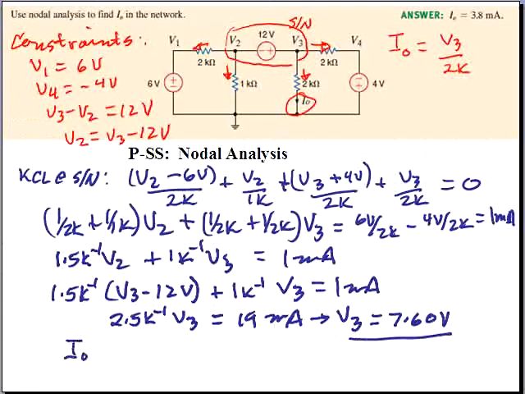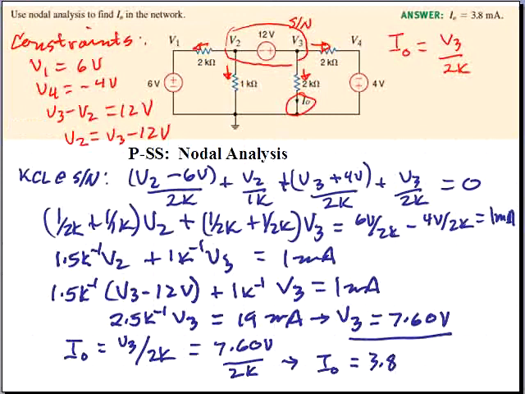And now we're ready to determine the desired current, I sub O. I sub O is equal to V3 divided by 2K, which would be 7.60 volts divided by 2K, or I sub O is equal to 3.8 milliamps.